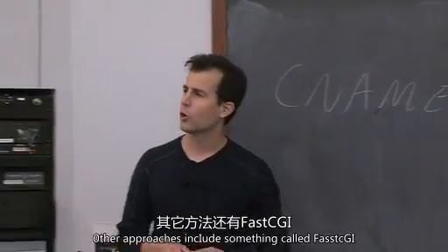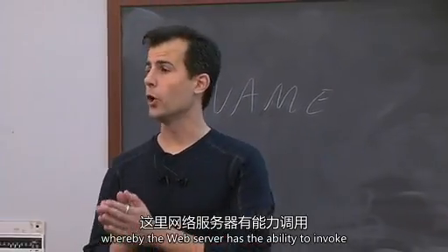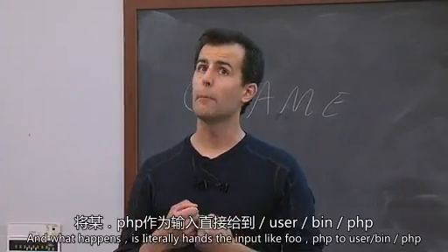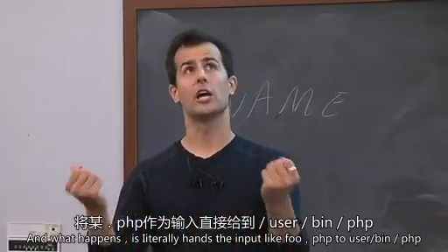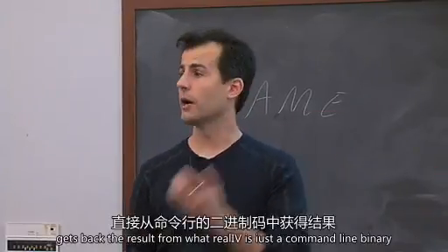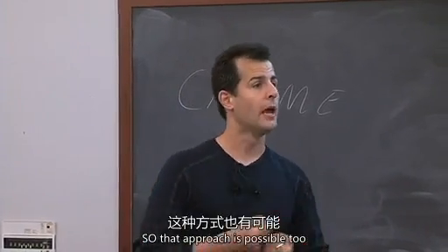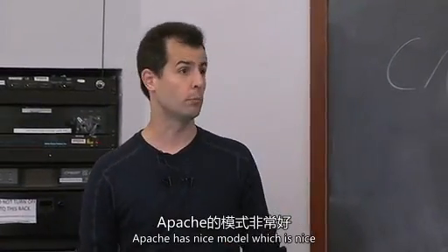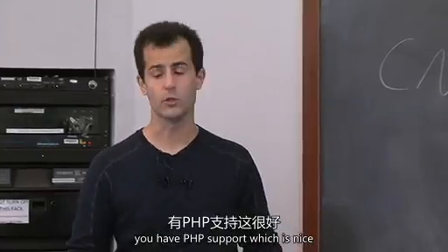Other approaches include something called FastCGI, whereby the web server has the ability to invoke on the system almost any interpreter for Perl, for PHP, and what happens is it literally hands the input like foo.php to /usr/bin/php, and gets back the result from what really is just a command line binary. So that approach is possible too. And other web servers take different approaches. It depends. Apache has this nice module approach, which is nice because you run one command on most systems and bam, you have PHP support, which is nice.